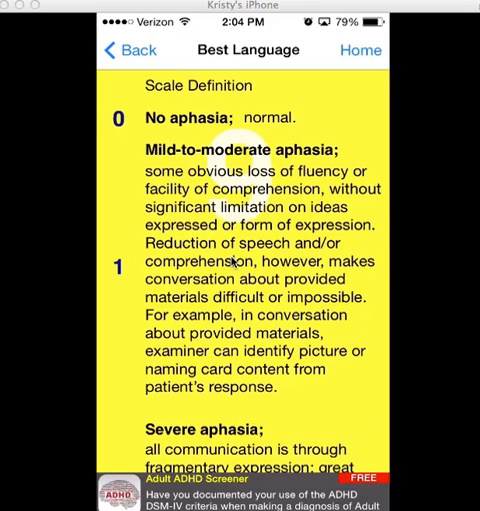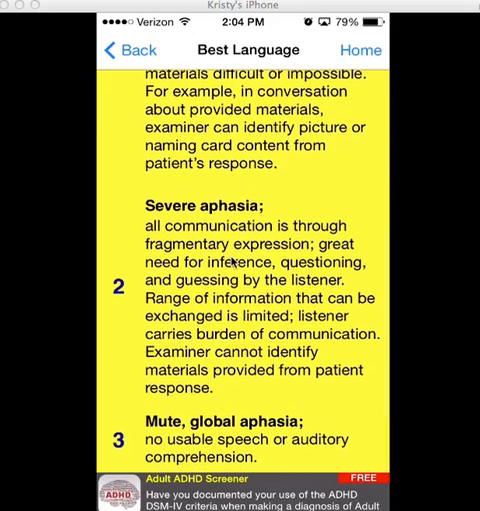With severe aphasia, the speech will be fragmented, and it may take a lot of questioning and gestures to understand the patient. The examiner will not be able to identify the materials from the patient's response. For severe aphasia, the patient will score a 2.